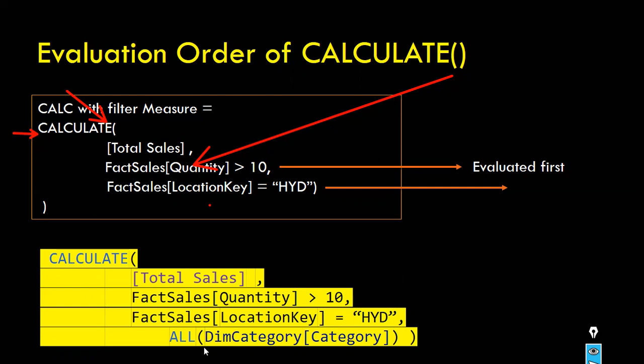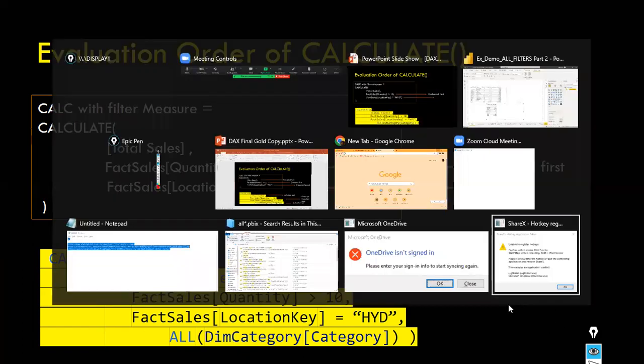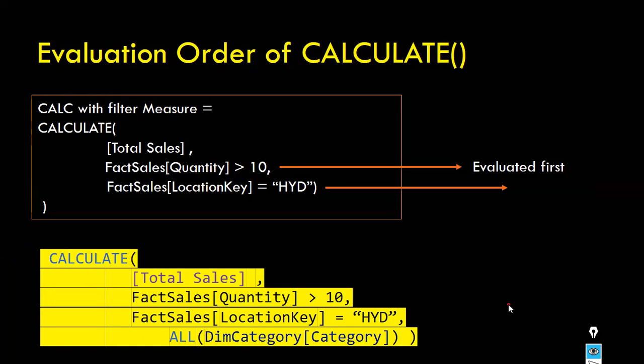You can nest a DAX function, which means you can use a DAX function inside another DAX function. In this case, CALCULATE is a DAX function and ALL is another DAX function. You can call a DAX function inside another DAX function. And here I have included a new condition, an additional parameter or argument. So in this case, which one will get evaluated first?